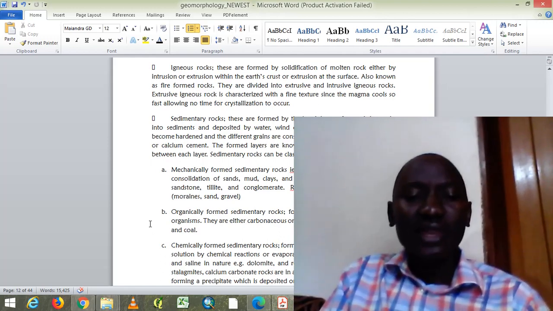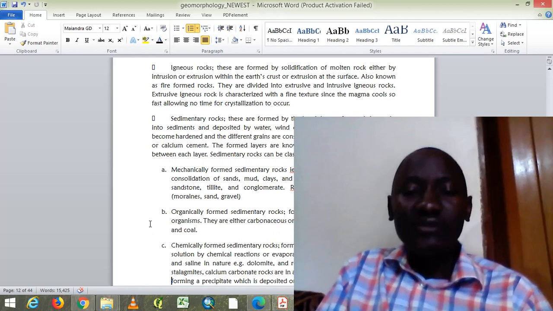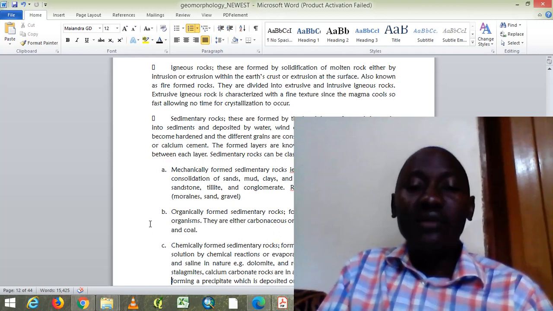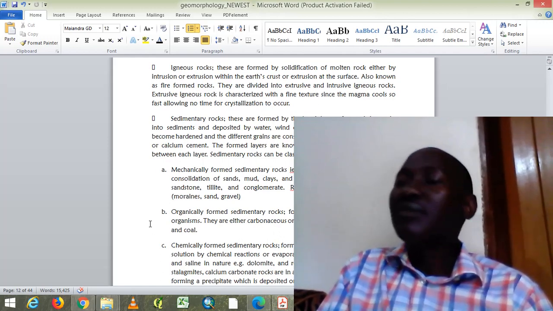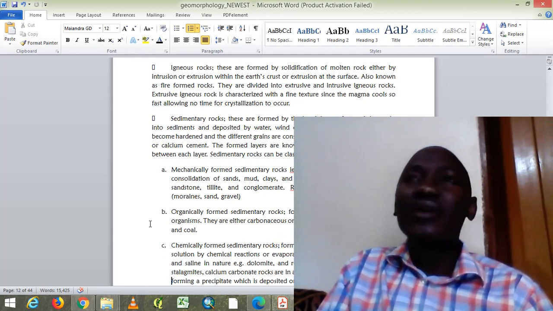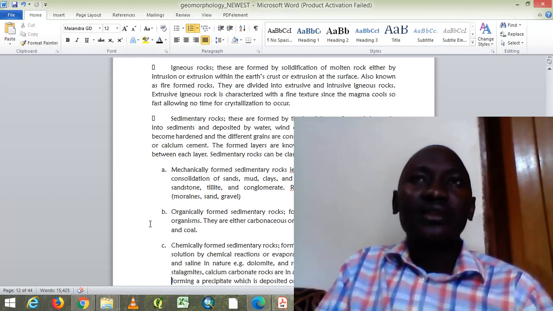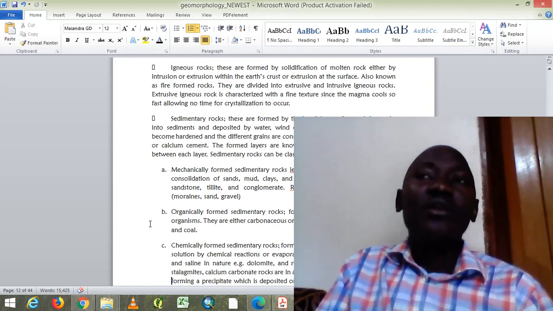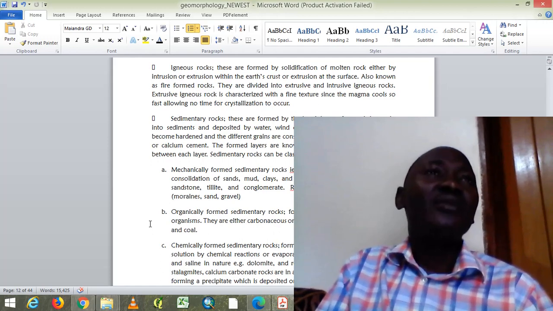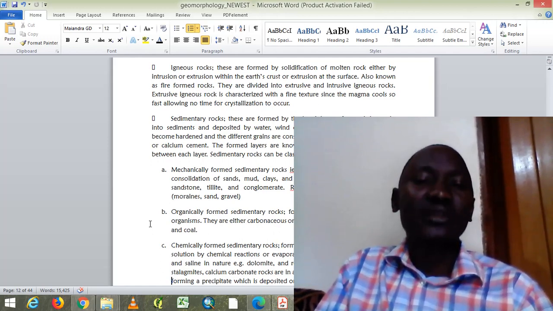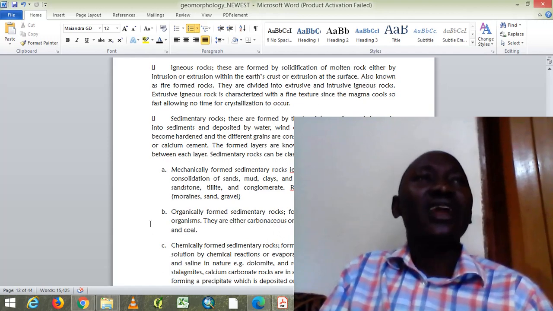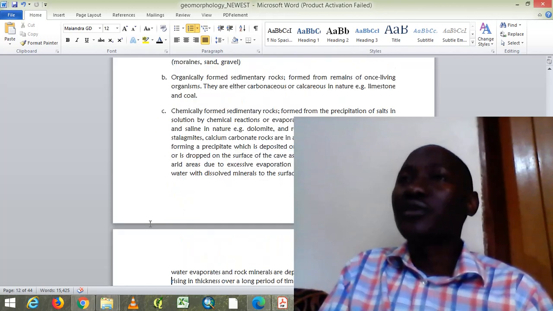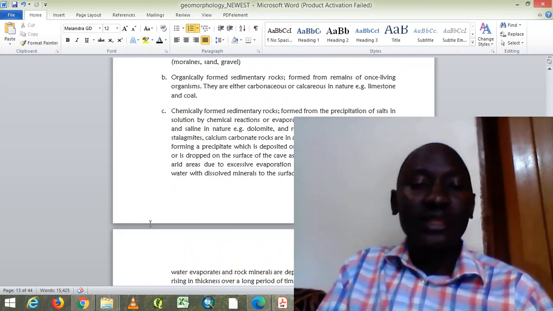Then we have organically formed sedimentary rocks. These ones are formed from remains of once living organisms. They are either carbonaceous or calcareous in nature. For example, limestone and coal. This is under organic weathering. You know very well that limestone is formed from coral polyps or once living organisms. These coral polyps, when they die, their shells are deposited on the seafloor, and because of their richness in calcium carbonate, they are cemented together to form a rock mass, which we refer to as coral reefs. And these coral reefs are rich in limestone.